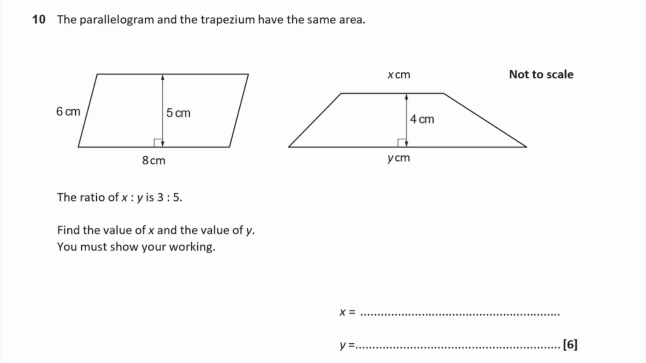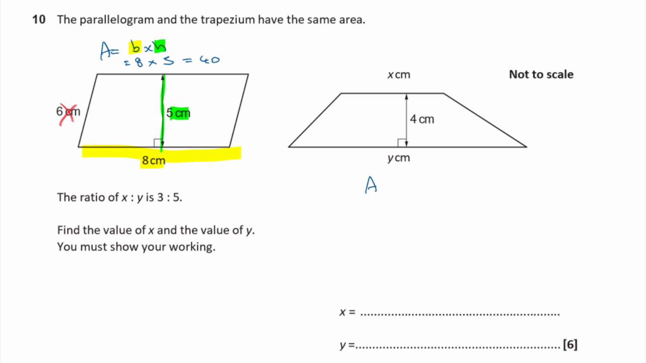So let's start with the parallelogram. The area of a parallelogram, you should know, is base times height. Now the base of this parallelogram is 8. The height is 5. So that's the base there, from there to there, and the height is here, that's 5. So what is the 6 doing there? It's there just to confuddle you basically, isn't it? So we don't need that one. So it's just 8 times 5. It has an area of 40. Once we know that the area of the parallelogram is 40, then we know that the area of the trapezium is also 40.